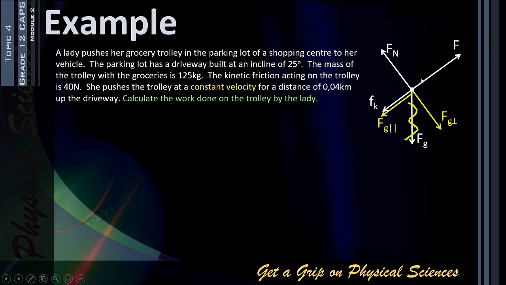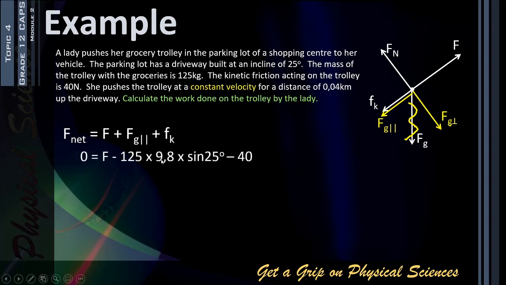If we look at the diagram, we can see that the net force will be the applied force plus the kinetic friction and the parallel component of gravity. We can calculate the parallel component of gravity. It's the weight of 125 times 9.8 times by the sin of 25 degrees to give us the parallel component of gravity. And we do know what friction was. That was 40 Newton. And both of these forces were against the motion of the object. So therefore we substitute negative signs for these two forces, and we calculate the force applied by the lady as 557,707 Newton.